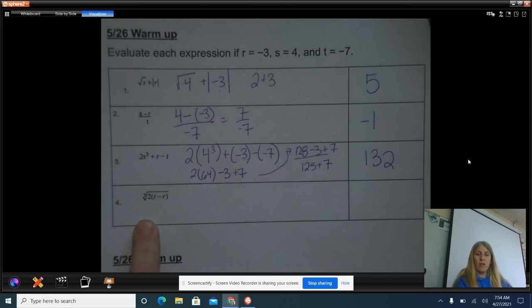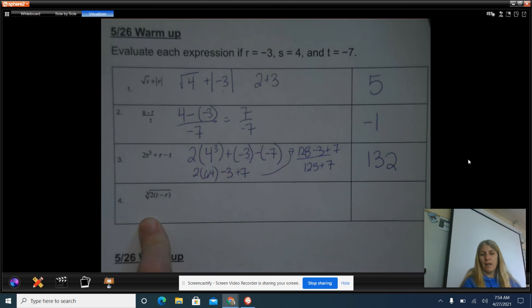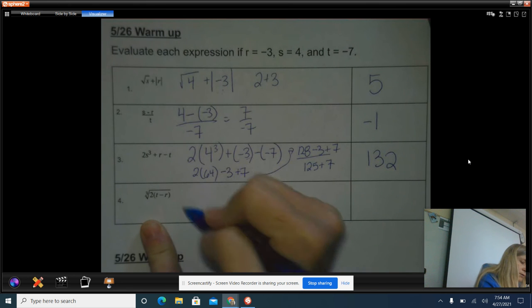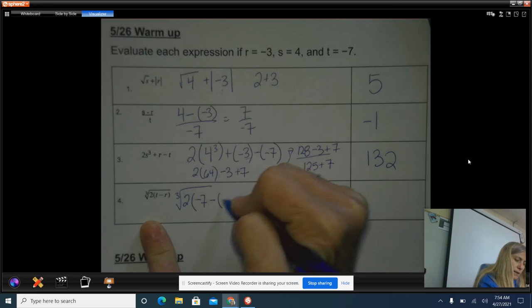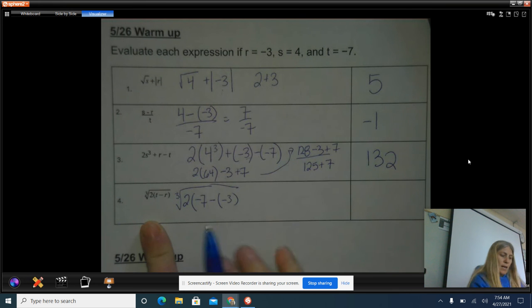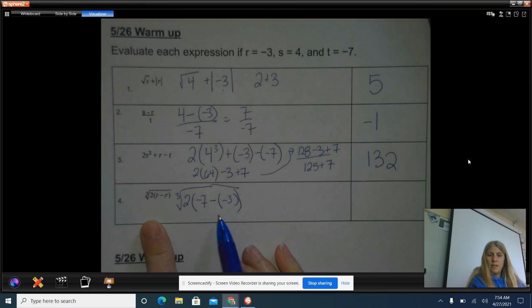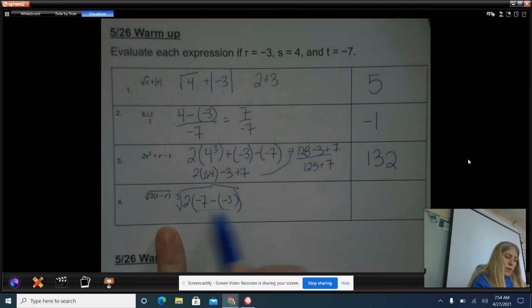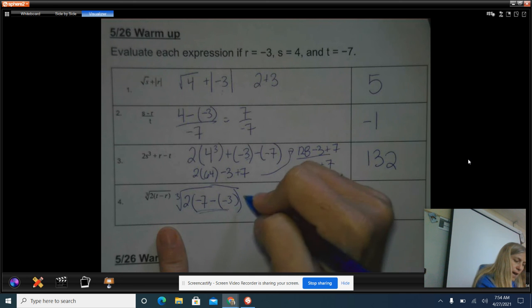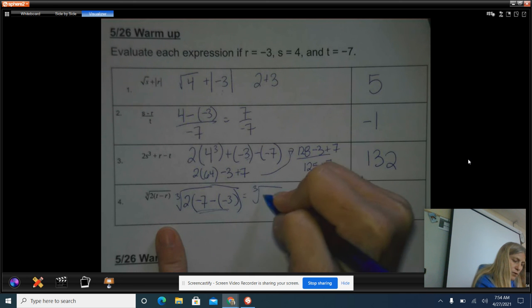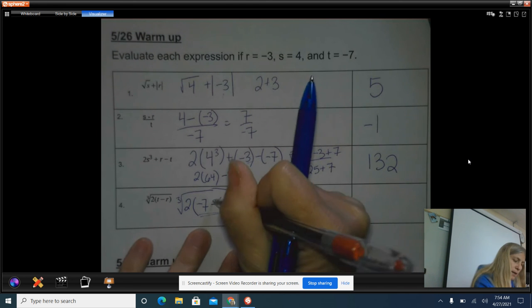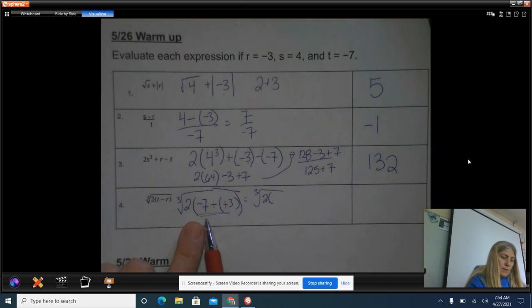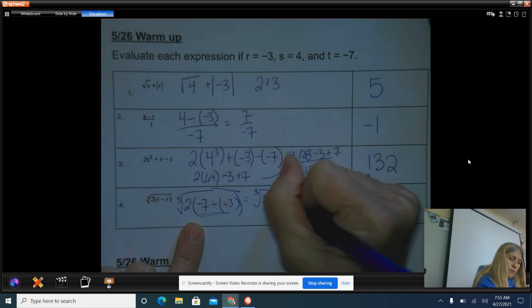Okay. Our last one here, we have the cube root of 2 times the quantity T minus R. So T is -7 minus R is -3. First we're going to take a look at what's inside and do the inside of the parentheses first. So we have the cube root of 2 times the quantity, -7 minus -3. That's going to end up being -7 plus 3, which is -4.